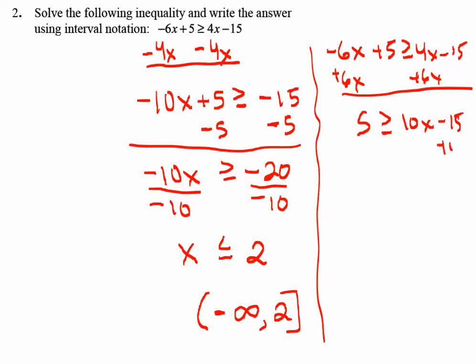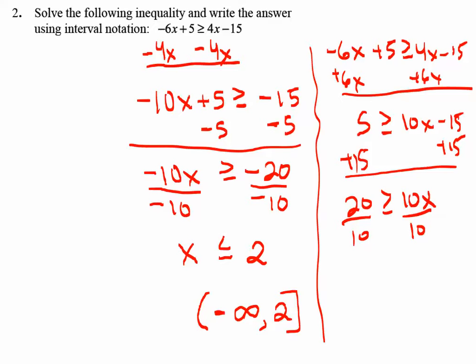And we add 15 to both sides. Gets you a 20 is greater than or equal to 10x. Everybody good so far? Divide through by 10. And look at that. No need to switch our inequality this time, right? Because we're dividing by a positive 10. So that means 2 is greater than or equal to x. And the only question is, is that still the same answer? I think so. I'll tell you why in just a second.